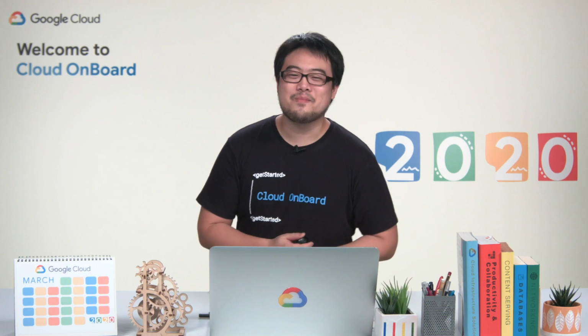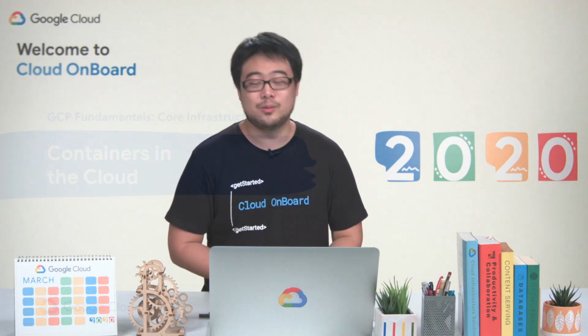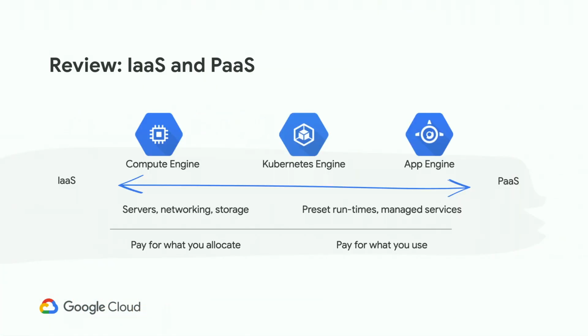Okay, so containers in the cloud. I did mention infrastructure as a service and platform as a service. I also mentioned one of my favorite games, called Marvel Run. They build things on top of App Engine. And why is that? Let's do a little bit of review. Infrastructure as a service and platform as a service are two different things, and there are pros and cons. Let me focus on the cons.